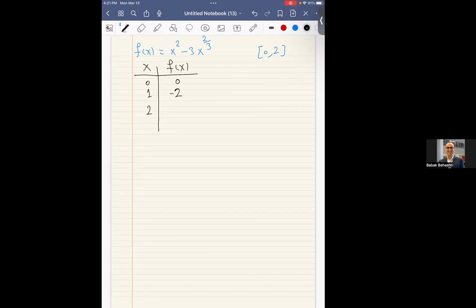And f of 2, what is f of 2? So you have 2 squared minus 3 times root 3 of 4. So f of 2, let me write it here. F of 2 is 4 minus 3 times root 3 of 4. So with your calculator, can you compute root 3 of 4?